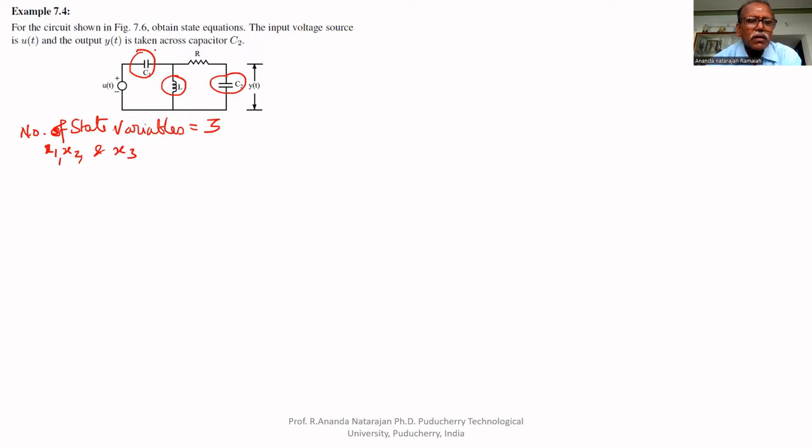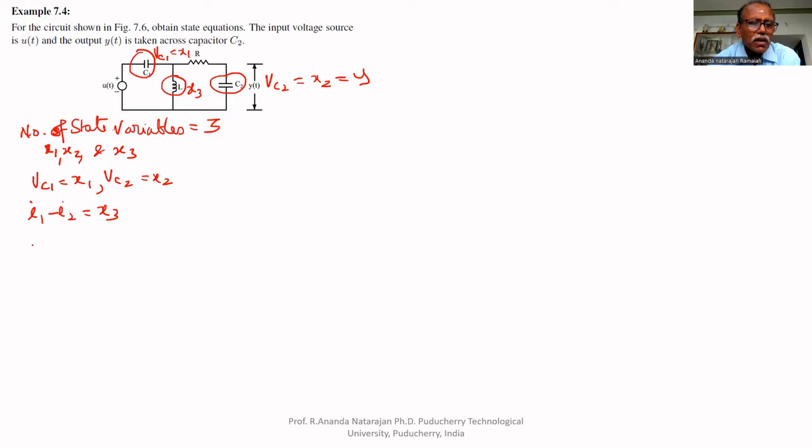Let the voltage across VC1 equal x1, and VC2 equal x2, which is equal to y. The output is also the voltage across the capacitor. Let the current through the inductor be x3. That is, VC1 equal to x1, VC2 equal to x2, and I1 minus I2 equal to x3.